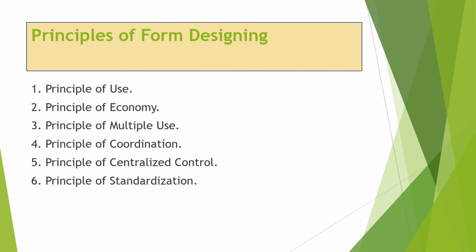Thereafter, next point is the principle of standardization. This is another principle of form design. The size of the form, the quality of the paper, the color of the form, and the method of reproduction are standardized to improve the utility of the form. This principle is also important, and the forms are kept secure. So these were the various principles of form designing.